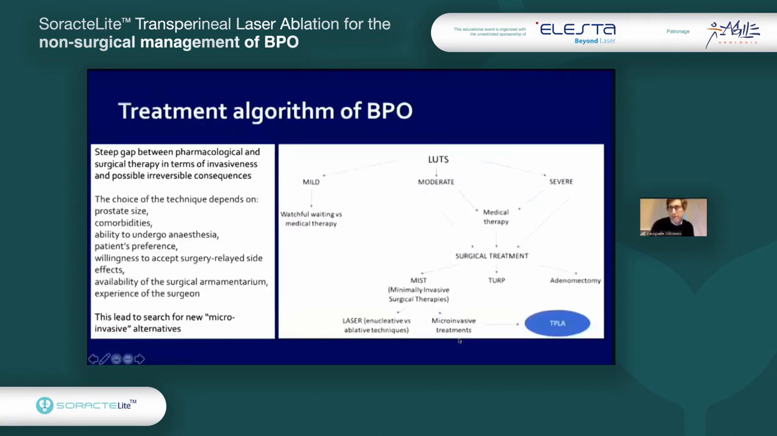Basically, we start with the consideration that in the treatment algorithm of BPH treatment, there is a steep gap between pharmacological and surgical therapy in terms of invasiveness and also post-operative consequences. And we know also the choice of the technique depends on several parameters such as prostate size, comorbidities, ability to undergo anesthesia, patient preference, willingness to accept also the side effects of surgery, also the availability of such armamentarium, and also on the experience of the surgeon. So for this reason, there was a continuous search for new so-called minimally invasive alternatives.